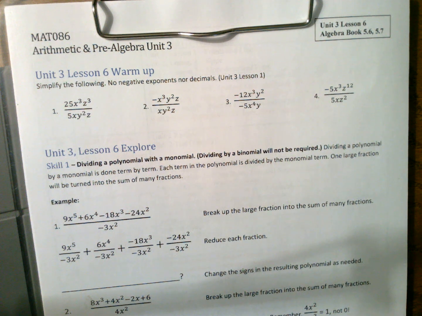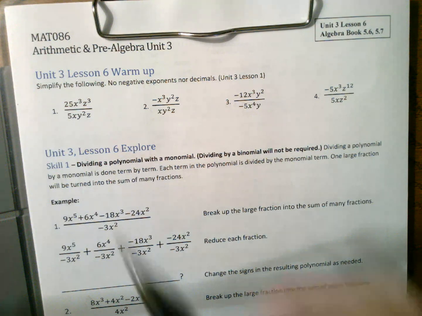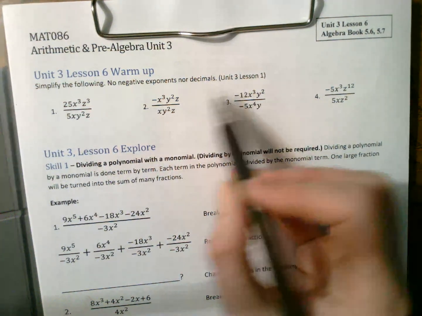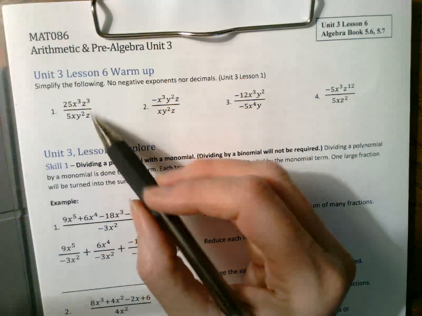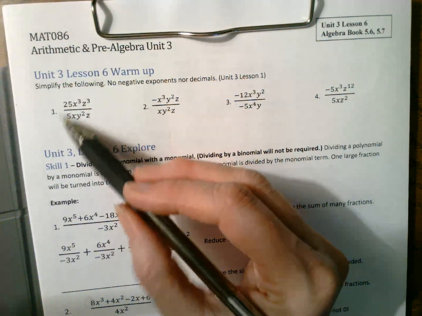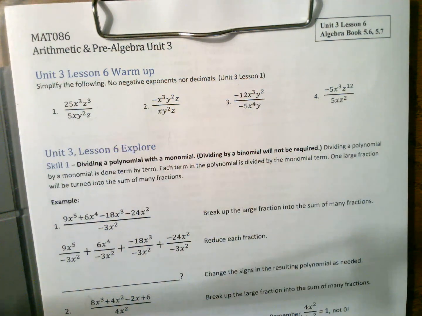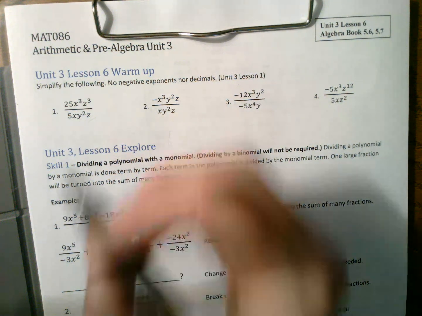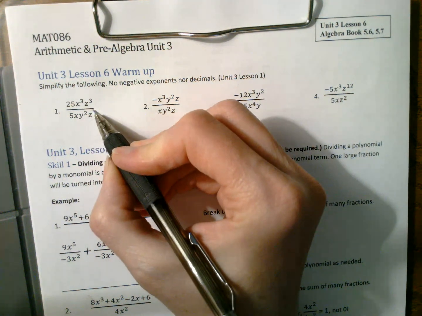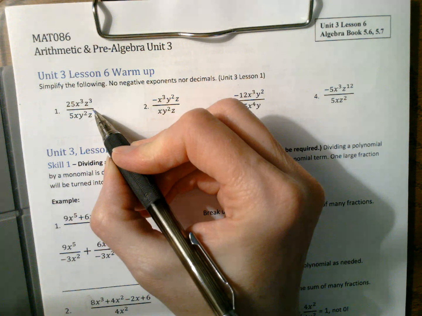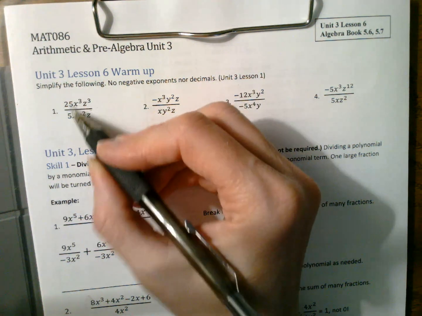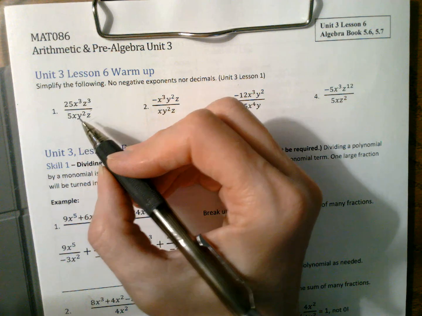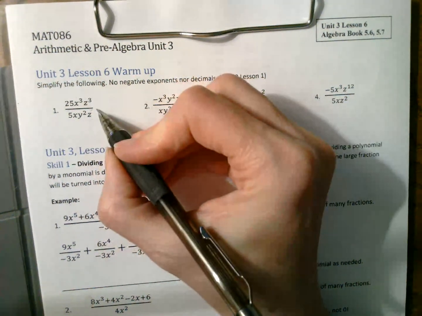All right, here's the last lesson of Unit 3. It's nice and short. It's just how to divide a polynomial. So we're going to use what we learned in Lesson 1. We're going to take a monomial and divide it by a monomial, or a fraction that has quite a few variables in it. And this obviously indicates division. All fractions are division problems. So we're going to practice how to reduce this fraction.